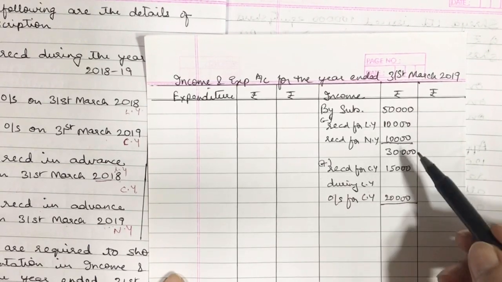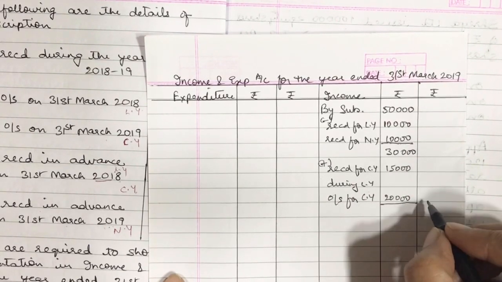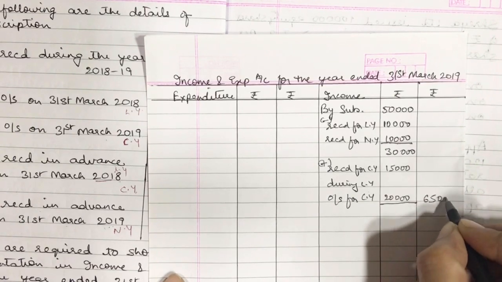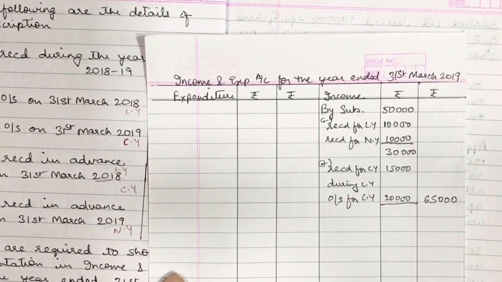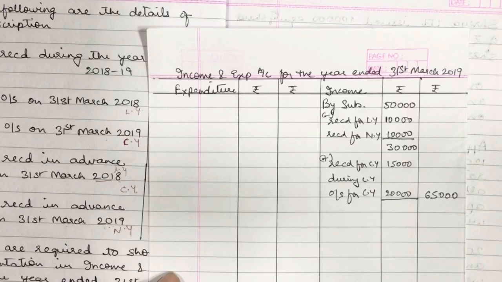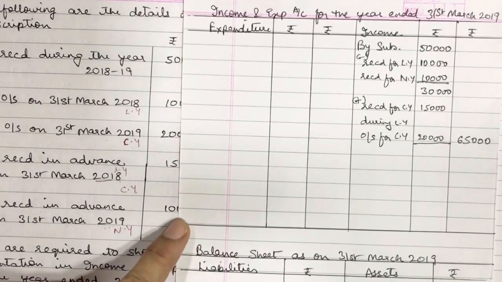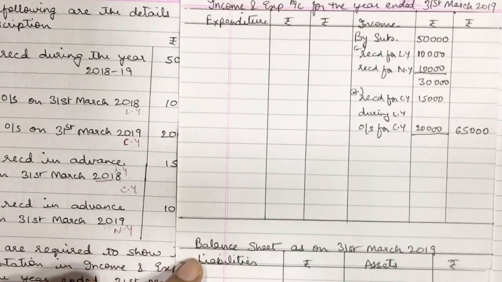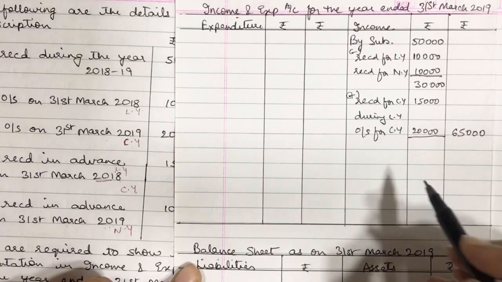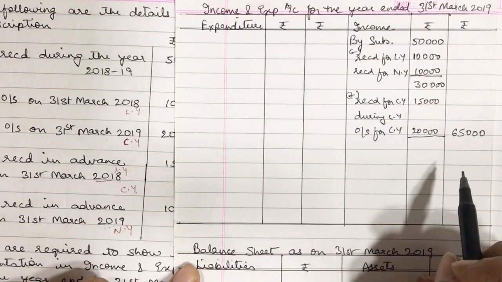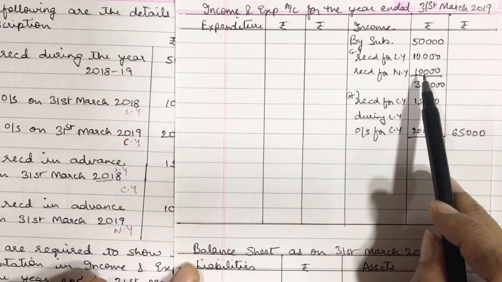So 30 and add 35, so that is giving you 65. This is your subscription in the income and expenditure account, income side. Now you have to show the same thing in the balance sheet. So balance sheet, what you will show? Subscription that you have received in advance. How much is that? Received for next year, 10,000.